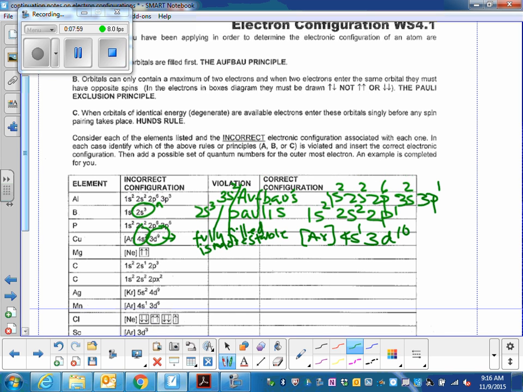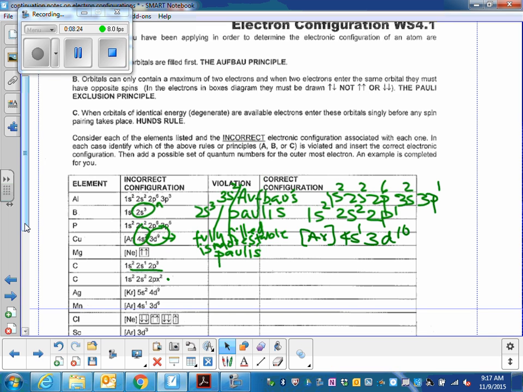Right? For the next one, which rule is being violated if they have the same spin? Pauli's rule? Pauli's rule says they should have opposite spins, right? For the next one, what rule is being violated? Aufbau. Now let's come down to carbon.